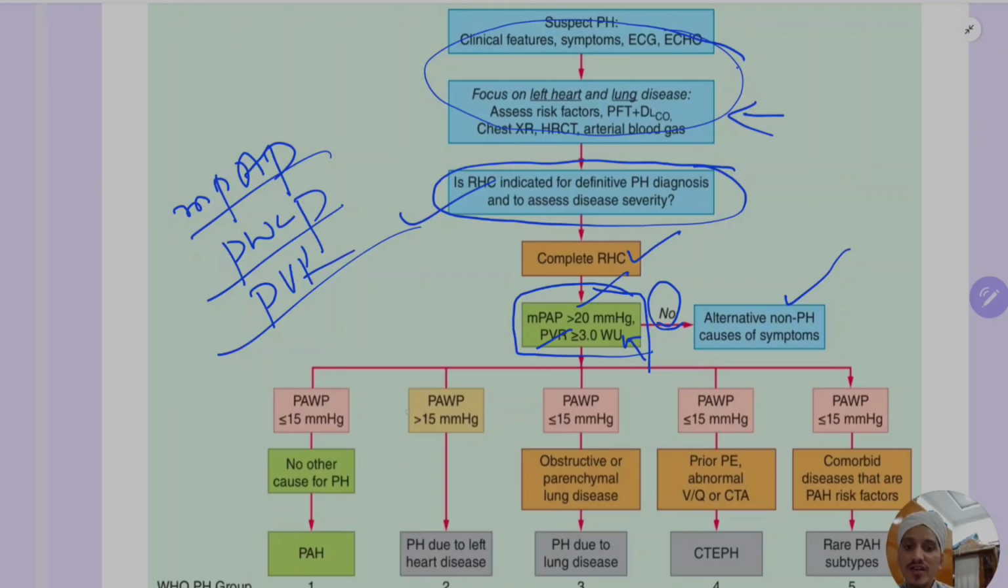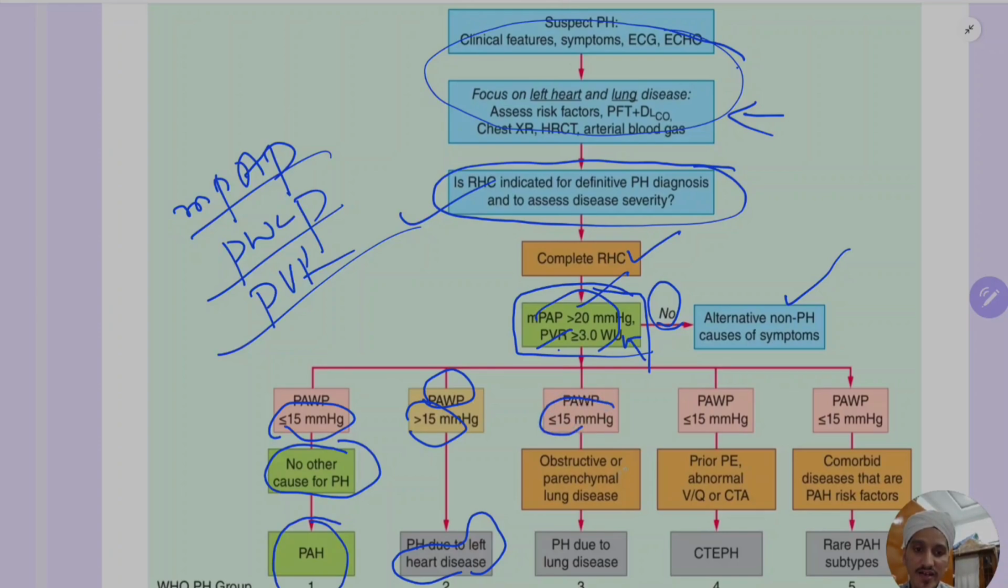If it is yes, then you will proceed accordingly. So you have measured these things. So you will measure PAWP. If it is more than 15, then probably it is left heart disease. If it is less than 15, and there are no other causes for pulmonary hypertension, meaning no group 2, 3, 4 causes, then probably it is pulmonary arterial hypertension, group 1.